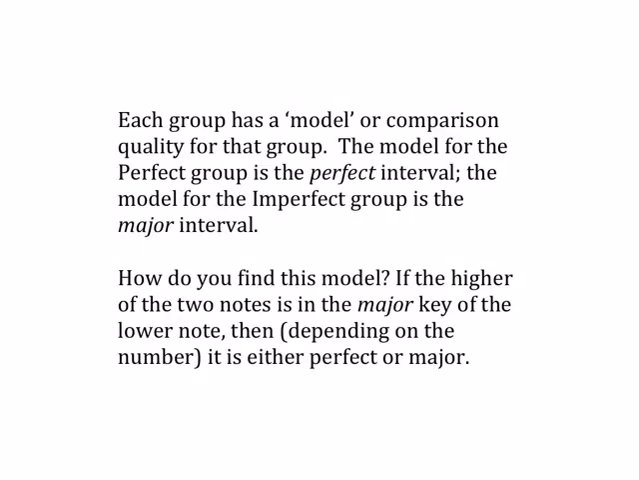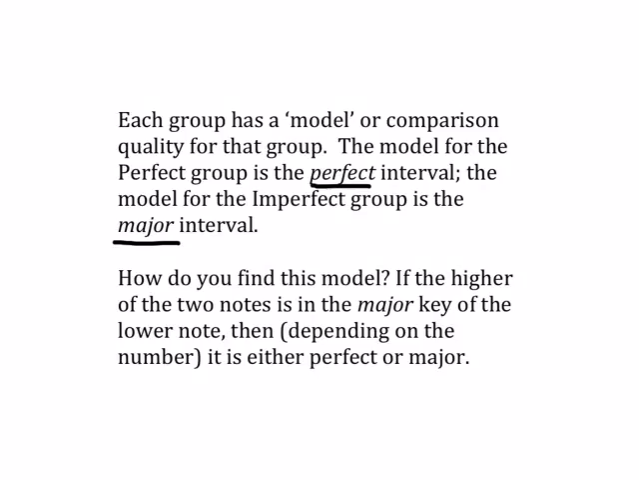Each group has a model or comparison quality for that group. Think of the model as a kind of measurement or yardstick against which we'll be comparing the actual interval that we're looking for. So the model for the perfect group is a perfect interval. We would say a perfect fourth or a perfect fifth. The model for the imperfect group is the major interval. So we can have a major second or a major third.